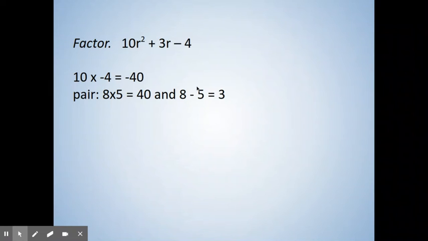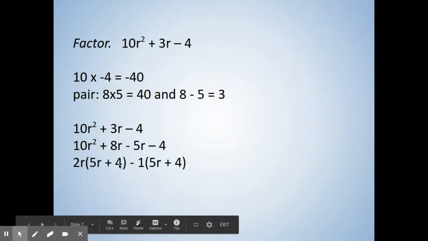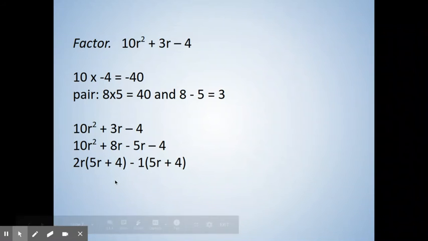If you're using a positive 8 and a negative 5 to rewrite this, it is going to look like this here. We've got our 4 terms now. So now we could use greatest common factor to factor the first 2 terms, which would look like this. And then when you use it to factor the second 2 terms, it'll look like this. Notice for both of these, we've got 5r minus 5r plus 4.